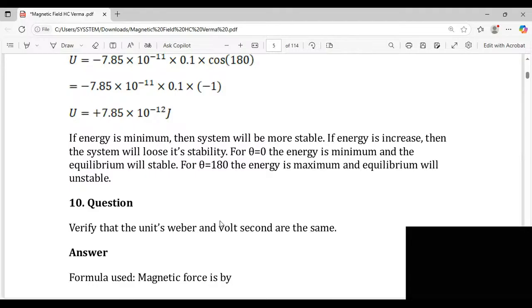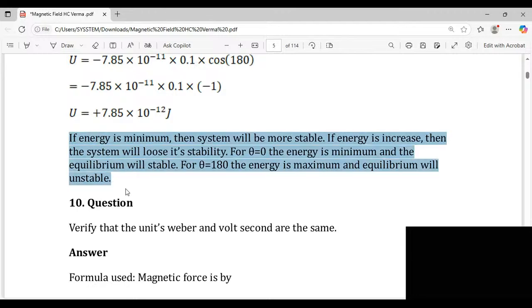There is no problem to understand the answer of this question. If energy is minimum, then the system will be more stable. If energy is increased, then the system will lose its stability. For theta equal to 0, the energy is minimum and the equilibrium is stable. For theta equal to 180 degrees, the energy is maximum and the equilibrium is unstable.